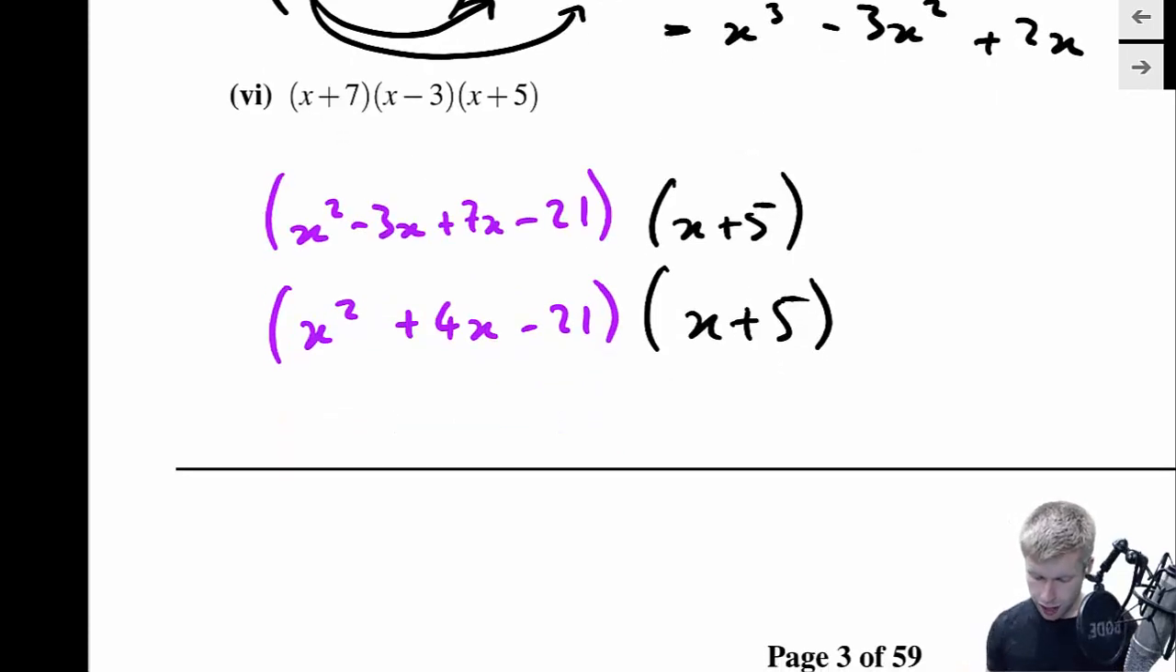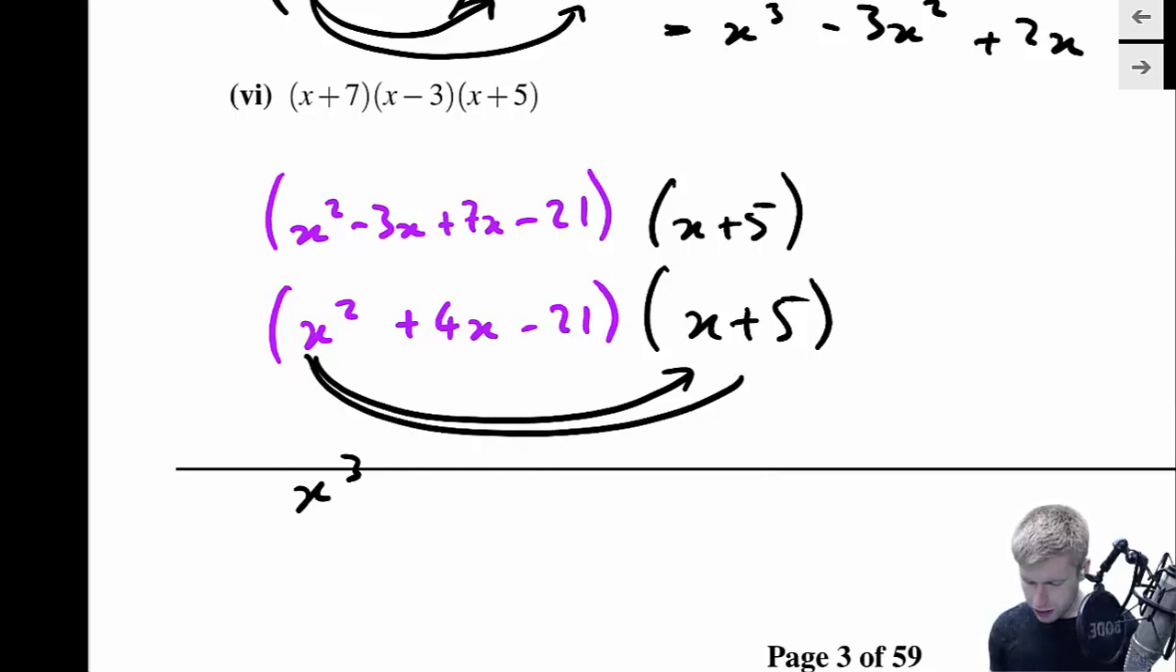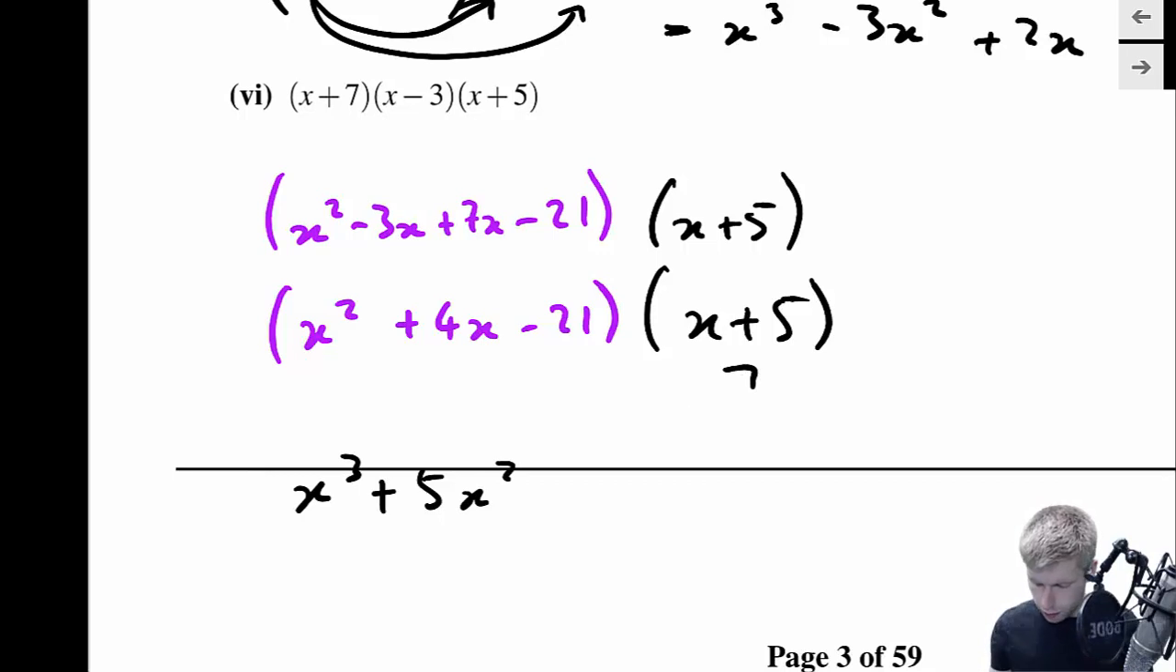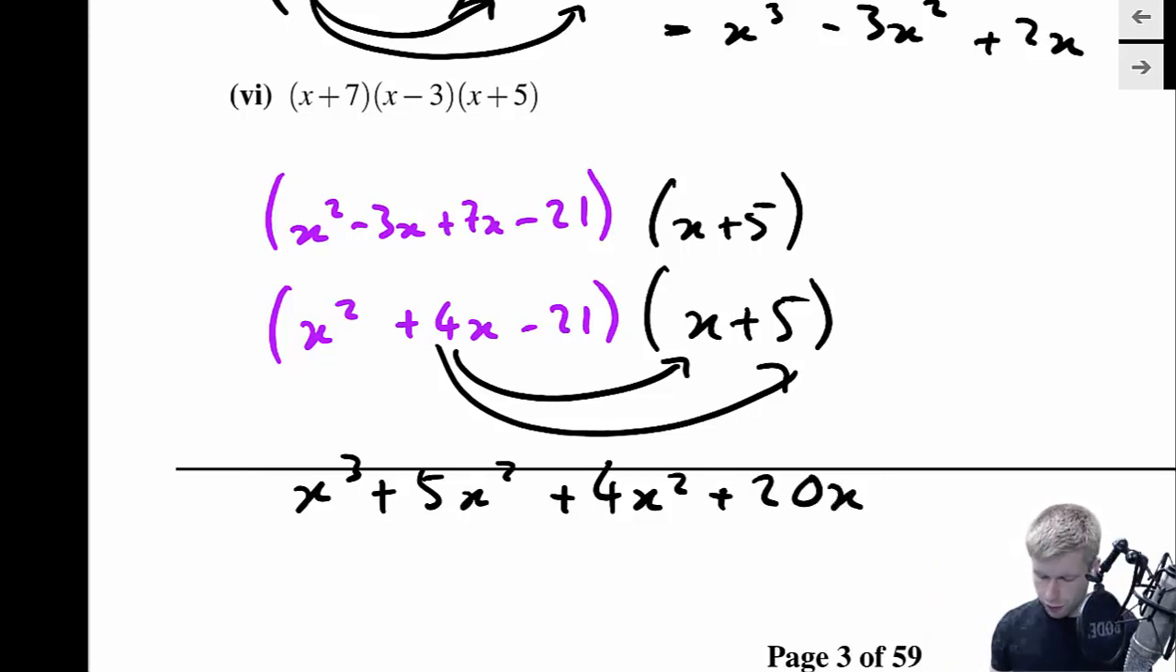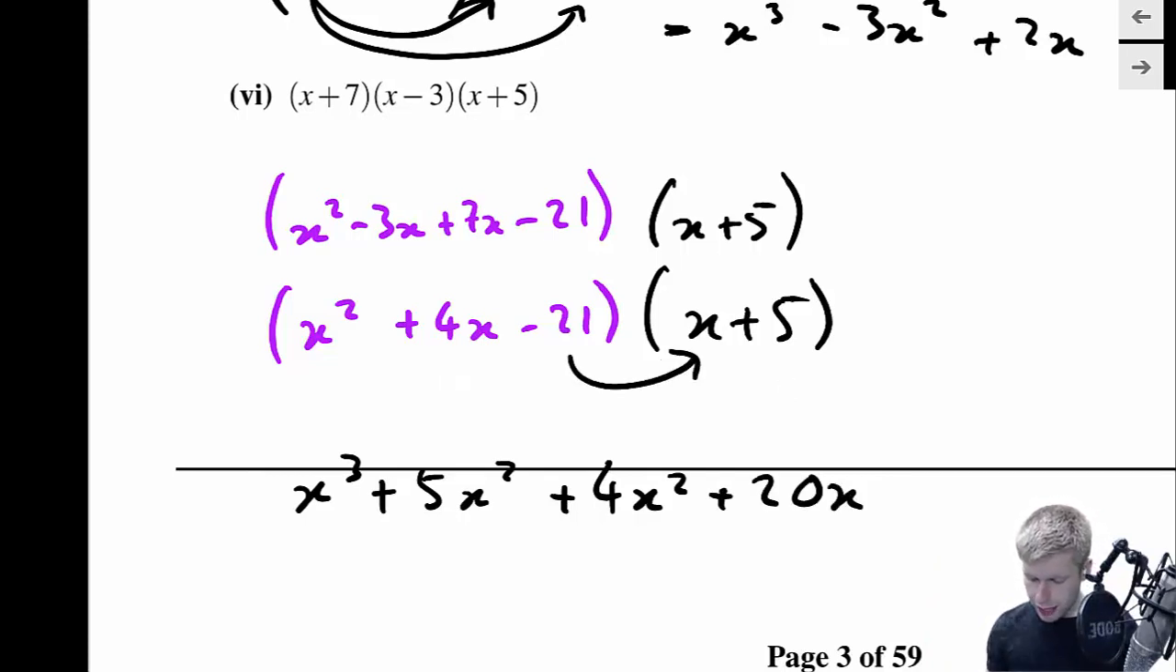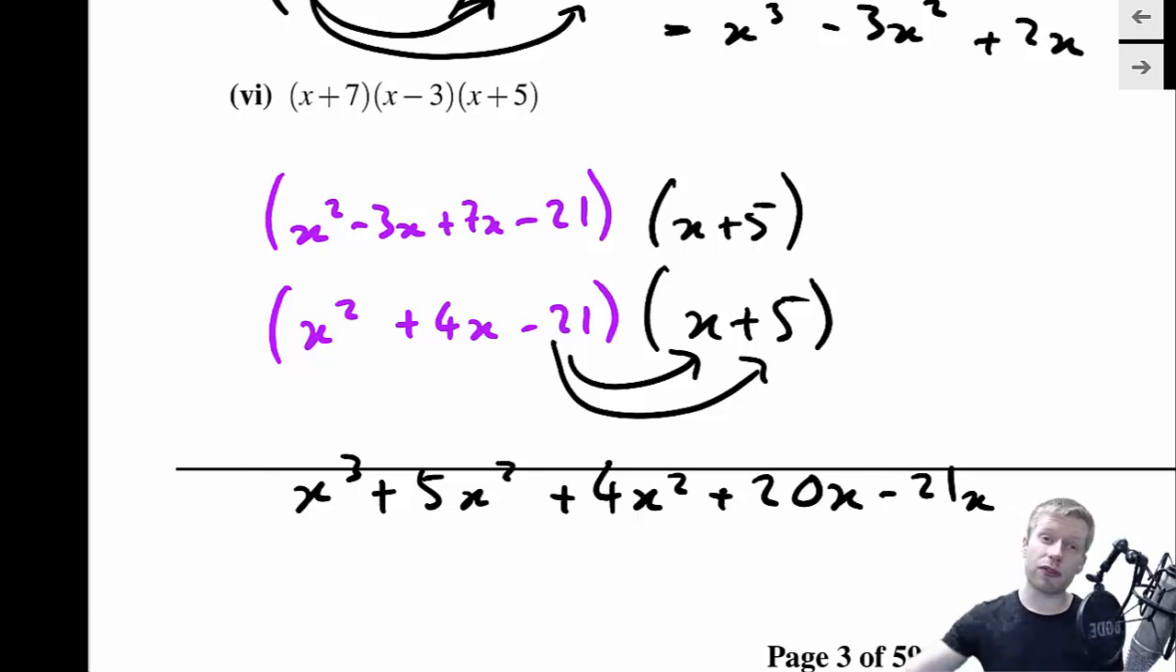So let's try this. We have x squared visiting the x, which makes x cubed. Then we also have x squared visiting the 5, which makes positive 5x squared. Okay? But then we need to make sure that the 4x visits everything in the second bracket, which means that 4x times x makes positive 4x squared. And then we have positive 4x times positive 5, which makes positive 20x. And then finally, we need to make sure the negative 21 visits everything in the second bracket. So we have negative 21 times x, which makes negative 21x, and then negative 21 times 5 makes negative 105.